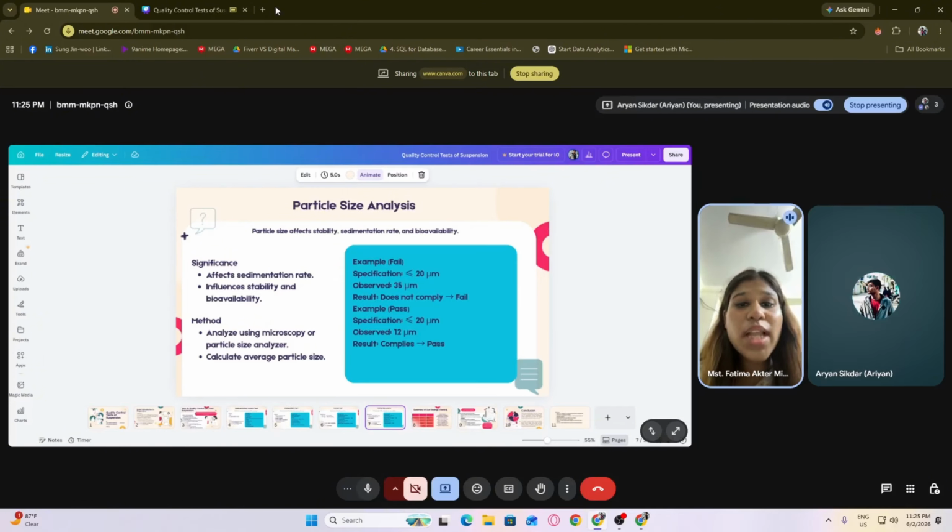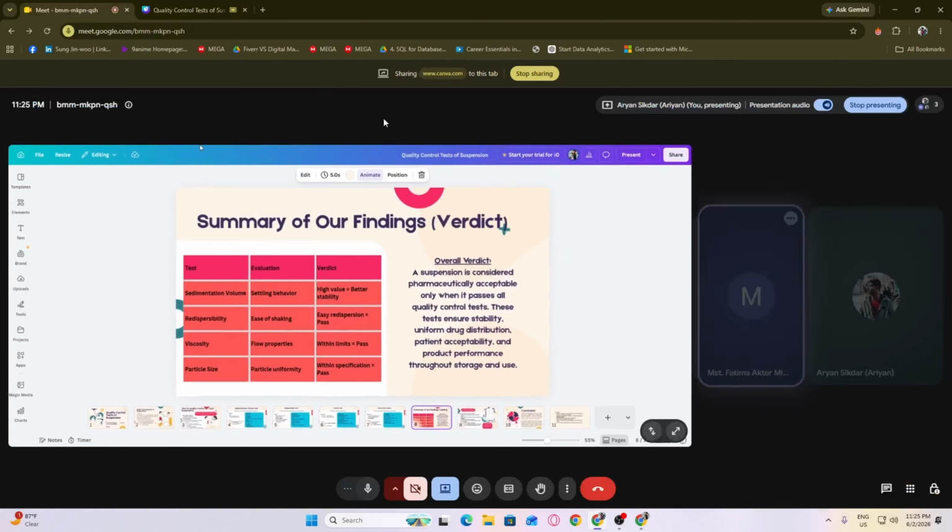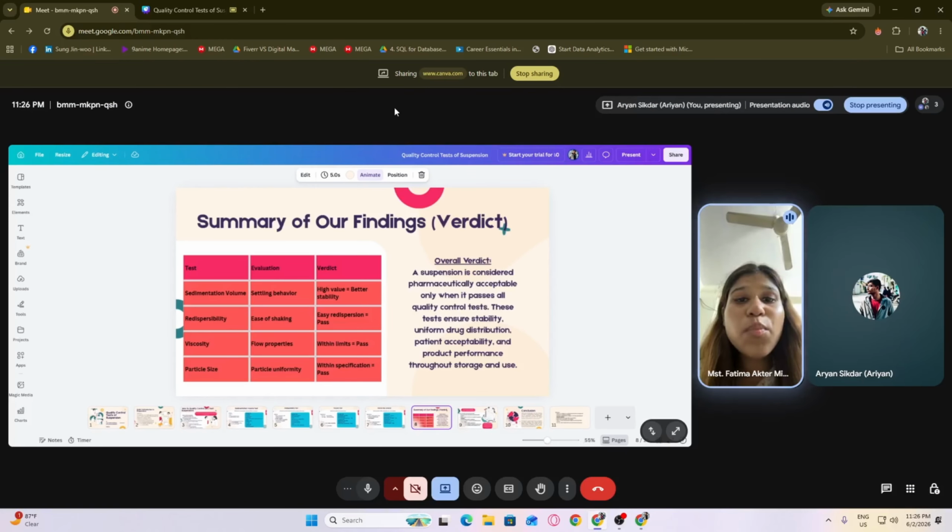Now let's look at the summary of our findings. Next slide, please. We evaluated four important quality control tests. Sedimentation volume, which shows the settling behavior of particles. A higher value indicates better stability. Redispersibility, which checks how easily the suspension can be mixed again after settling. Easy redispersion means the product passes.